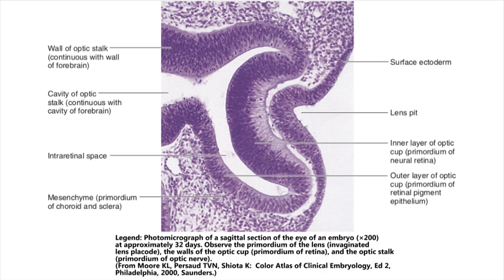The hyaloid artery in the retinal fissure supplies the inner layer of the optic cup and the lens vesicle. Distal parts of the hyaloid arteries degenerate, and the proximal part persists as the central artery of the retina.